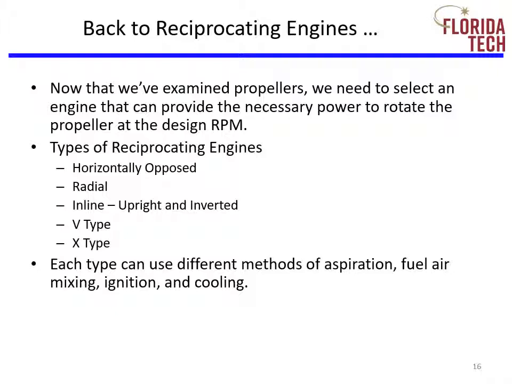Now that we've examined propellers, we need to select an engine that can provide the necessary power to rotate the propeller at the design RPM. Some types of reciprocating engines we'll look at are horizontally opposed, radial, inline, V-type, and X-type. Each type can use different methods of aspiration, fuel-air mixing, ignition, and cooling.